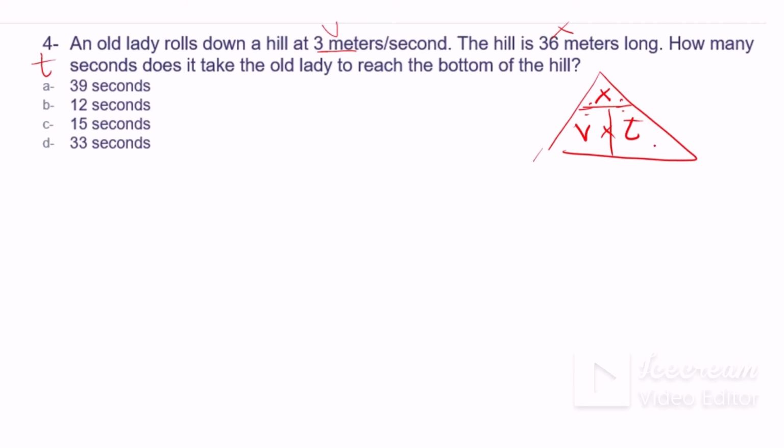Some students like to write it this way. Now he needs t, guys. We divide x by v: 36 divided by 3 equals 12 seconds. That is the answer, guys. I hope you understand.